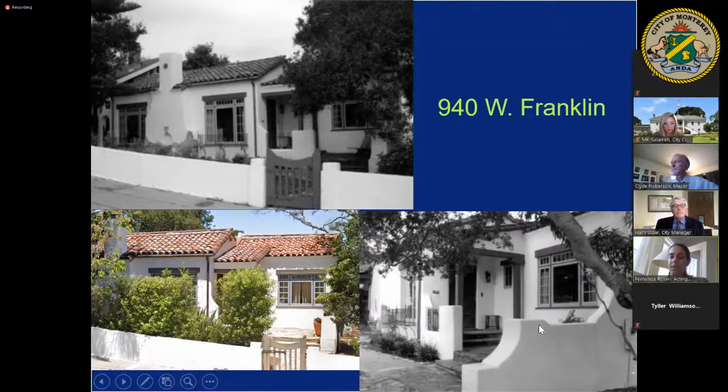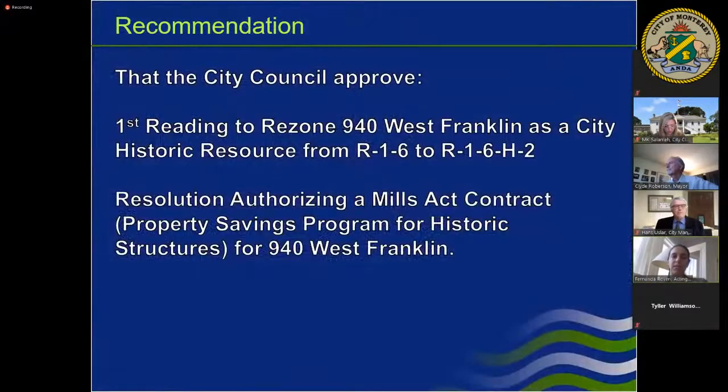And this bungalow is known as the Samuel and Bertha Janvey House. It retains all 7 aspects of historic integrity, including its location, design, setting, materials, workmanship, feeling, and association. The recommendation today is that the council approve a first reading of the ordinance to rezone the property and the resolution authorizing a Mills Act contract.